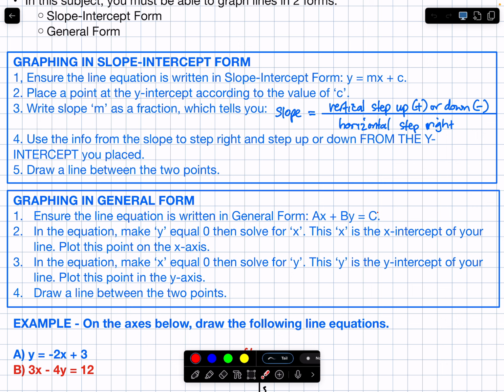So step 1, ensure the line equation is written in slope-intercept form. It looks like y is equal to mx plus c. You place a point at the y-intercept according to the value of c. Three is the new one.